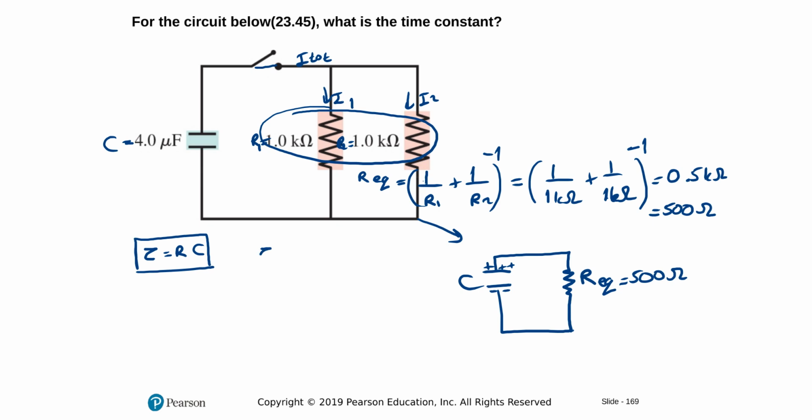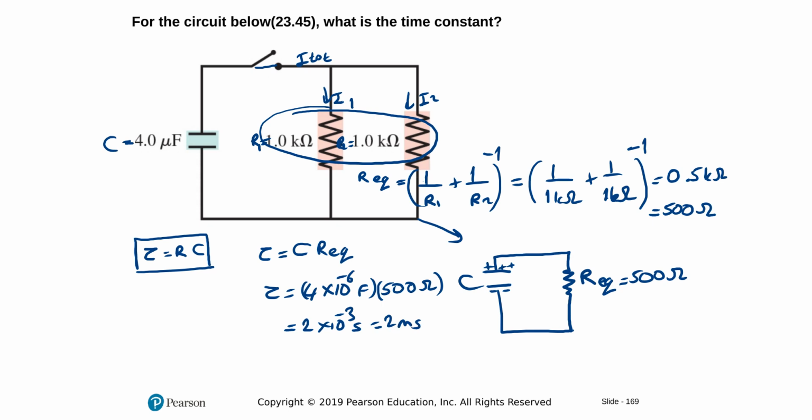For the time constant, I'll use R equivalent. It will be C times R equivalent. My C is 4 microfarad, 4 times 10 to the minus 6 farad. I'm going to find tau, the time constant, in seconds, so I'm converting everything to SI units. And my R equivalent is 500 ohms. That's equal to 2 times 10 to the minus 3 second, or 2 millisecond.